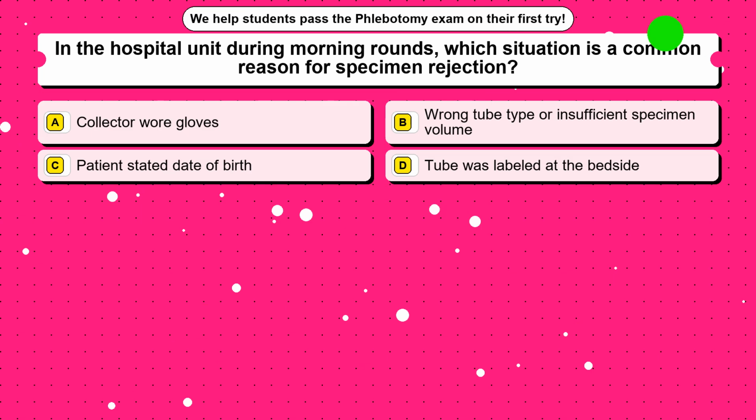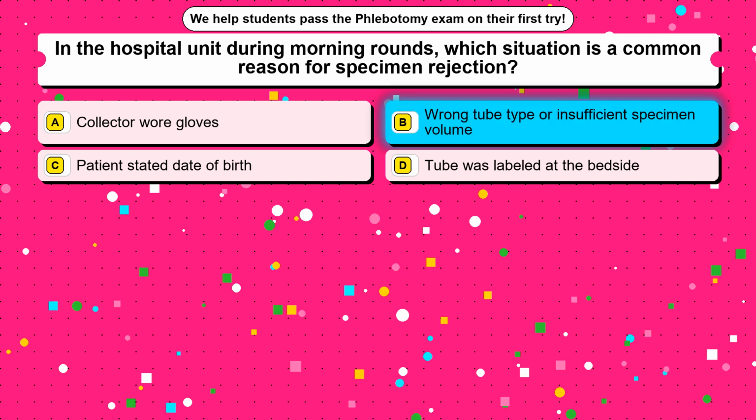Question 65. In the hospital unit during morning rounds, which situation is a common reason for specimen rejection? Option A. collector wore gloves. Option B. wrong tube type or insufficient specimen volume. Option C. patient stated date of birth. Option D. tube was labeled at the bedside. The correct answer is option B.